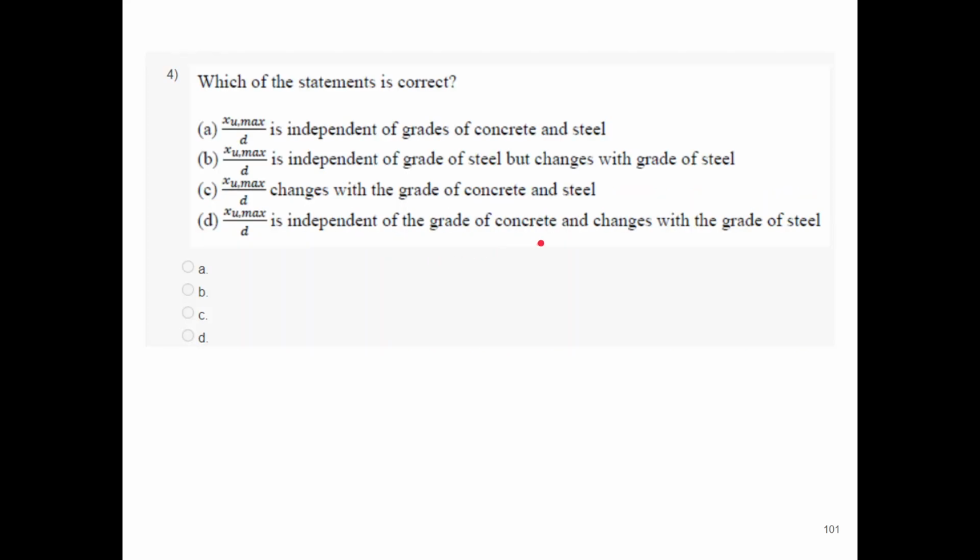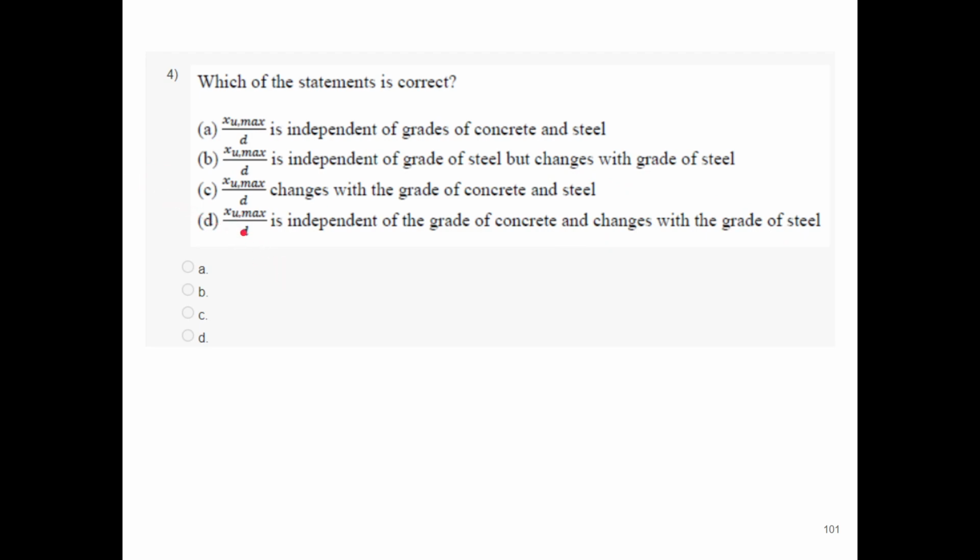So next question. Which of the statements is correct? A, Xumax by d is independent of grades of concrete and steel. B, Xumax by d is independent of grade of steel but changes with grade of concrete. C, Xumax by d changes with the grade of concrete and steel. D, Xumax by d is independent of the grade of concrete and changes with the grade of steel. Okay. So Xumax by d.